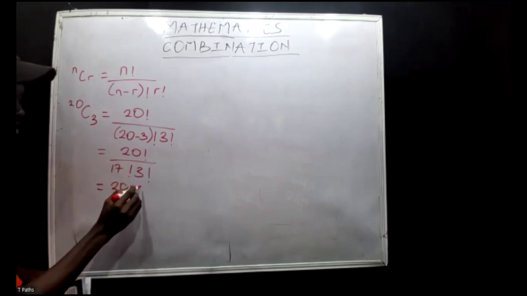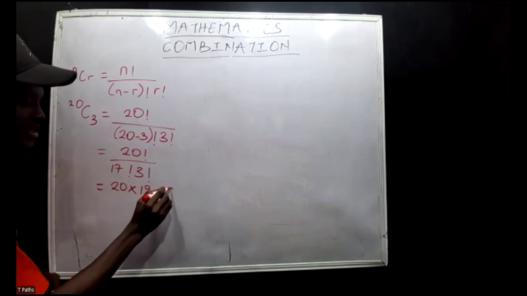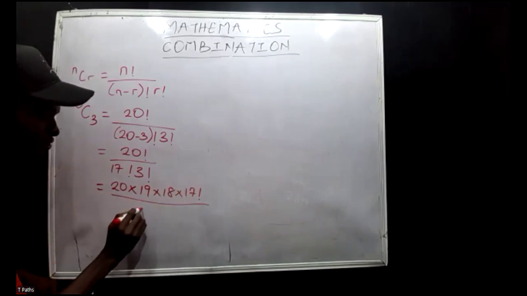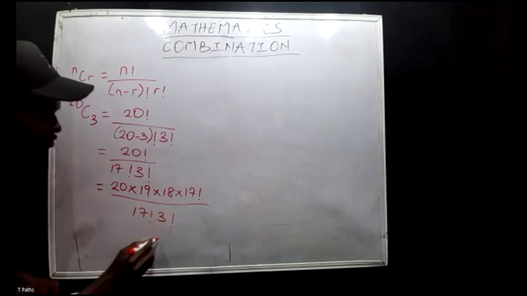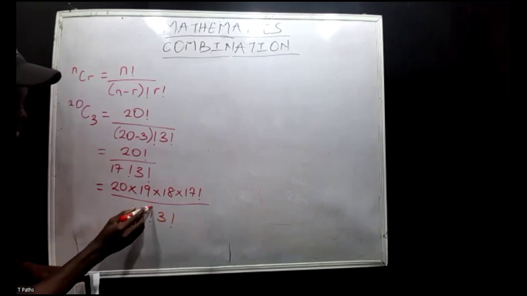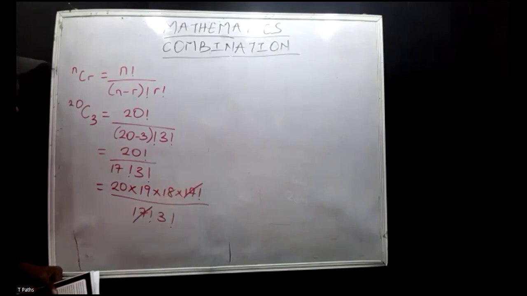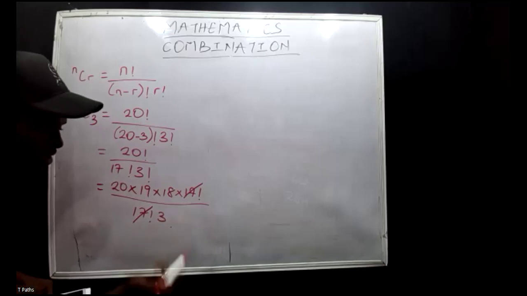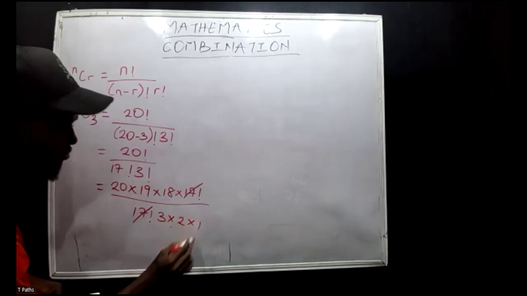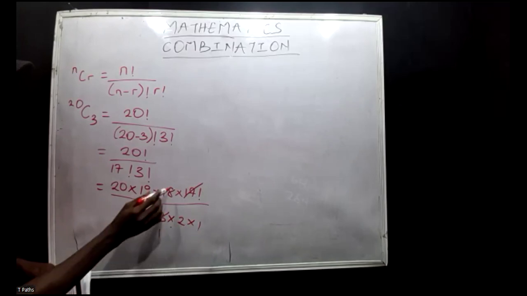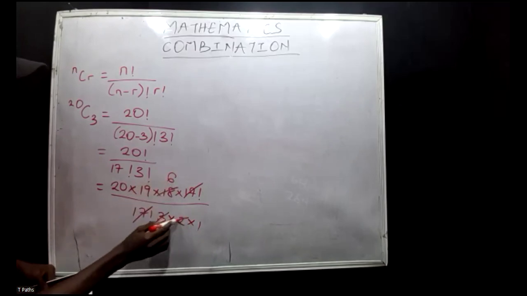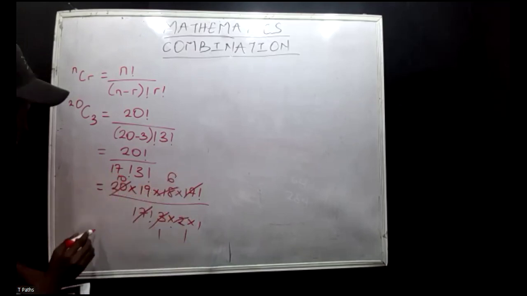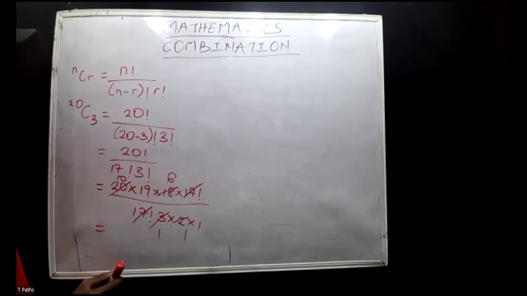Doing that now, I have 20 times 19 times 18 times 17 factorial, all divided by 17 factorial multiplied by 3 factorial. Now 17 factorial is cancelling 17 factorial. Instead of writing 3 factorial, I can say 3 times 2 times 1. That's breaking it down. Now 3 in 18 is 6. 2 in 20 is 10. So 10 times 19 times 6.